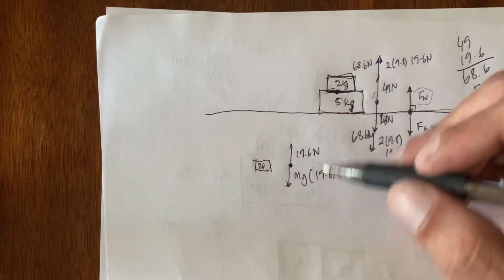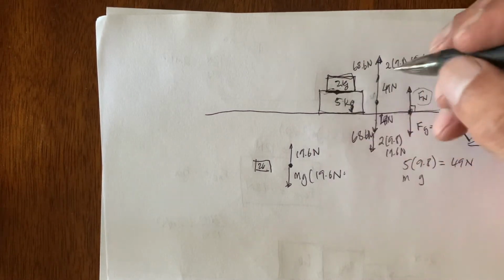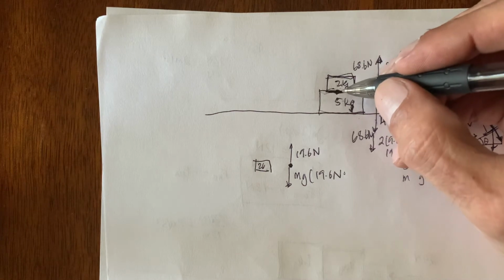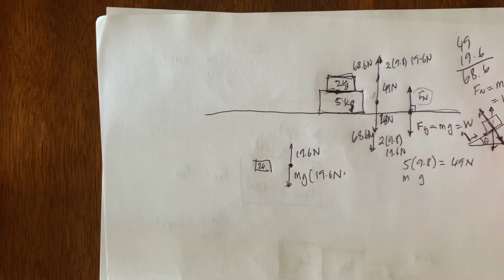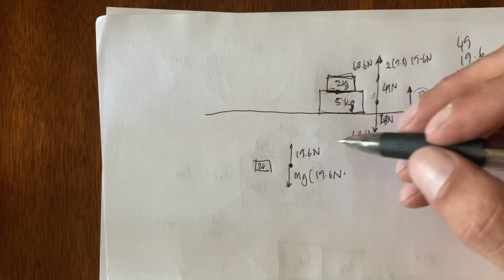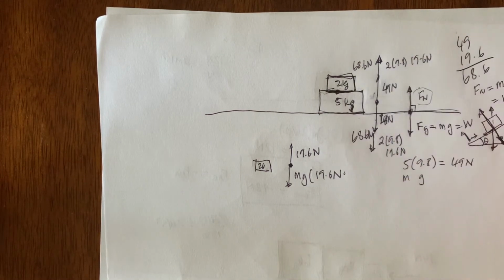And so now when you have something like this, you could ask, what is the normal force that the 2 kg applies on the 5 kg? And that would be 19.6 newtons, using Newton's third law. So that's really a simple way of figuring out the normal force between boxes.